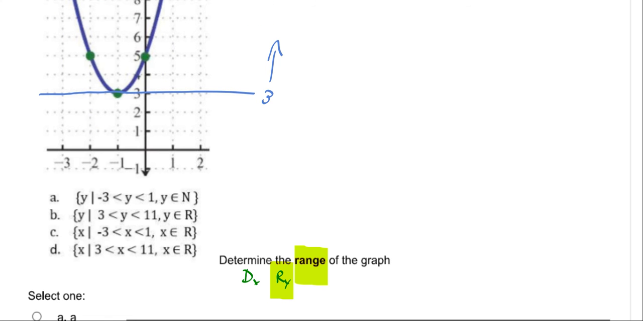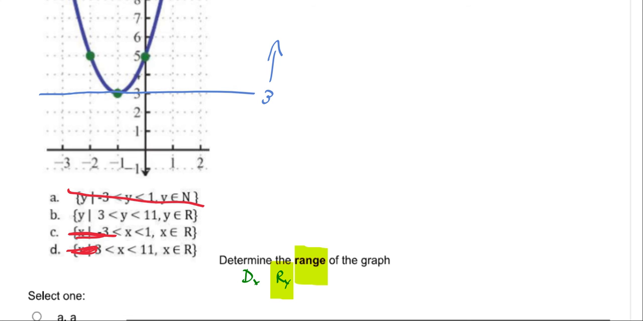So when we're looking at this thing, the range is not going to be the X values at all. So it can't be C or D. A tells us that our Y values are anywhere between -3, which is way down there somewhere, and 1, which is there. So the graph would be in this space. That's not right. So A doesn't work.